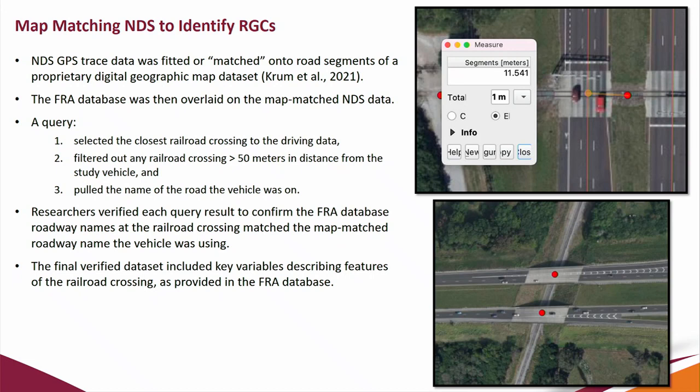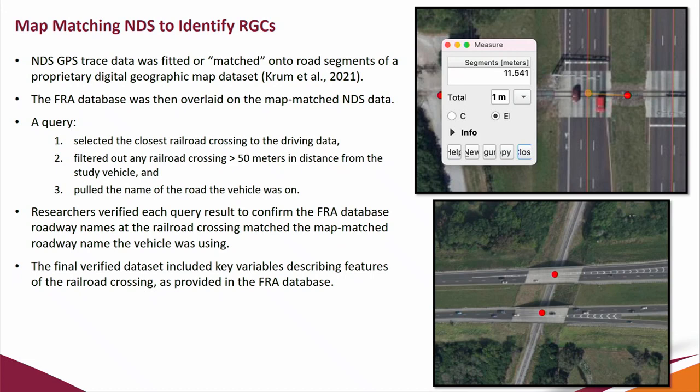We used a query to identify when our drivers were closest to a railroad crossing. We filtered out certain distances. We had to pull the name of the road the vehicle was on, because what we found out was there were many instances where our drivers were near a railroad crossing, and so the map matching picked it up as there being some sort of interaction, but perhaps they were following alongside, or a bridge went over and there was no actual direct railroad crossing and vehicle interaction.